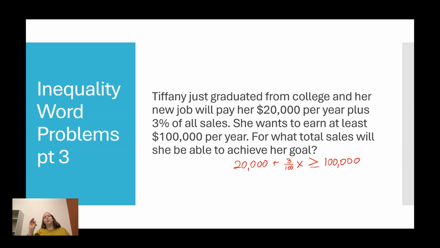All right. We're going to try to get x all by itself. We're going to subtract 20,000 on both sides. Then we've got, I'm going to change this to a decimal because I think some people really don't like fractions.